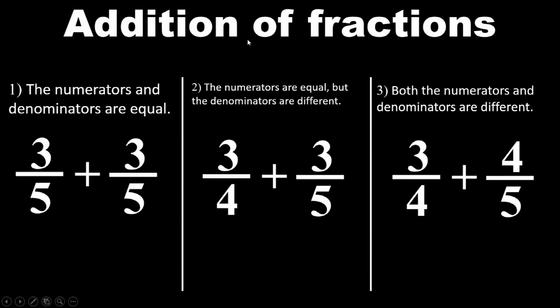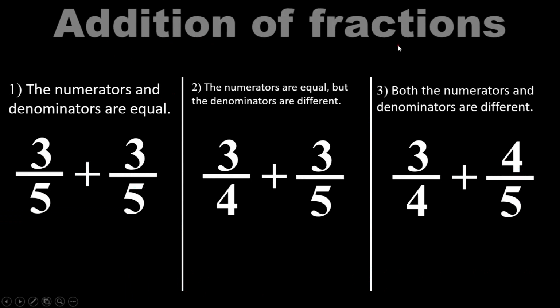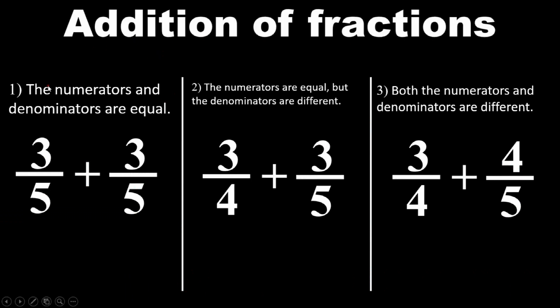Addition of fractions. Introduction. The title Addition of Fractions is displayed with three different example categories side by side. 1. The numerators and denominators are equal, 3 upon 5 plus 3 upon 5. 2. The numerators are equal, but the denominators are different, 3 upon 4 plus 3 upon 5. 3. Both the numerators and denominators are different, 3 upon 4 plus 4 upon 5.